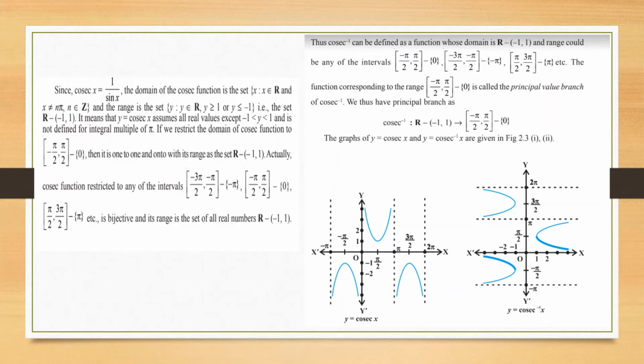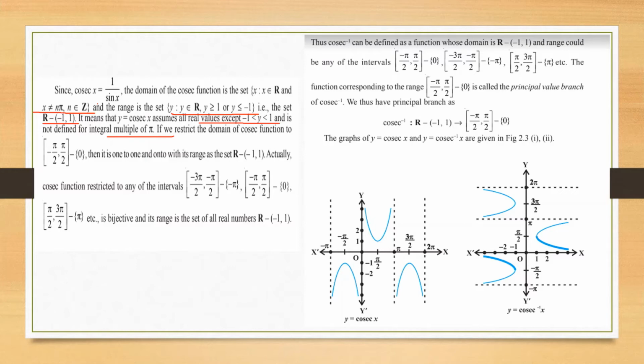Okay, similarly, cosecant x is 1 upon sine, and the domain of the cosecant function is the set of all real numbers such that x is not equal to n pi, as I told you that sine x should not be equal to 0. And the range is the set of real numbers y such that y is greater than or equal to 1 or y is less than or equal to -1, that is, R minus the open interval -1, 1. It means that cosecant x assumes all real values except those between -1 and 1, and is not defined for integral multiples of pi. You know this because in that case sin x will be 0.